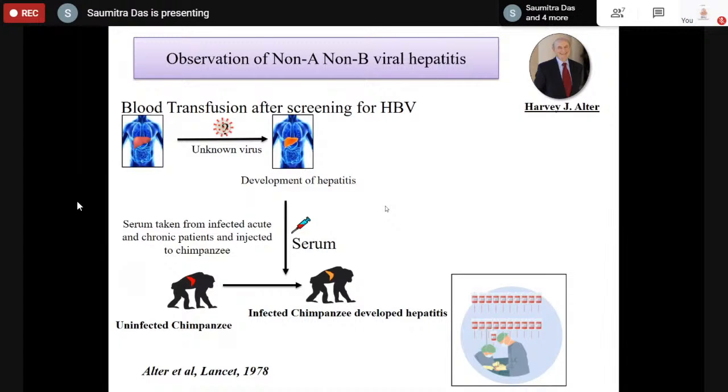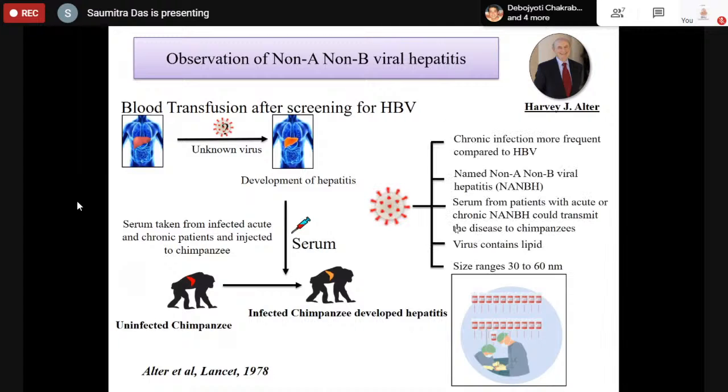So what Harvey Alter did is actually, he took the serum from such an infected person and injected that into chimpanzee and showed that the chimpanzee comes down heavily with viral hepatitis. That was a Lancet paper in 1978. And so that was the first report of chronic infection and being more frequent compared to hepatitis B. They named it non-A, non-B viral hepatitis, or NANBH. And they demonstrated that serum from patients with acute or chronic non-A, non-B could transmit the disease to chimpanzee.